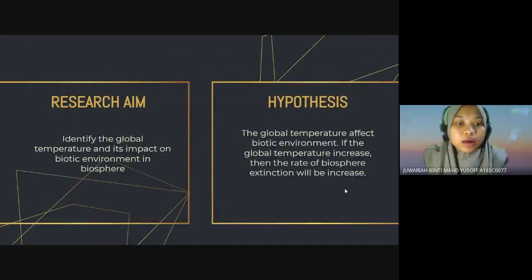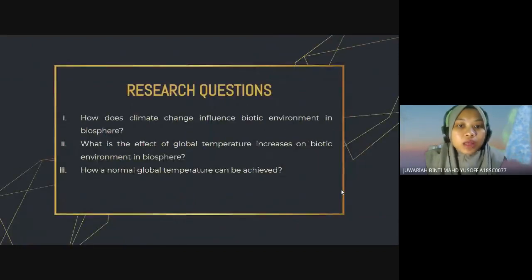Next, the aim of this research is to review the global temperature and its impact on biotic environment in biosphere. The hypothesis is the global temperature affect biotic environment. If the global temperature increase, then the rate of biosphere extinction will be increased. The question is how does climate change influence biotic environment in biosphere? What is the effect of global temperature increases on biotic environment in biosphere? And last, how a normal global temperature can be achieved?